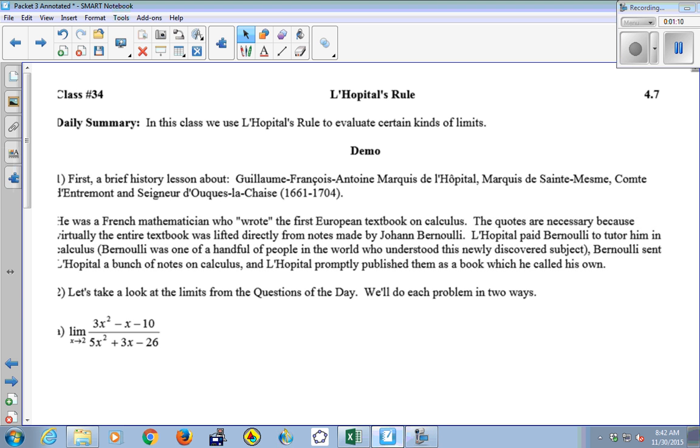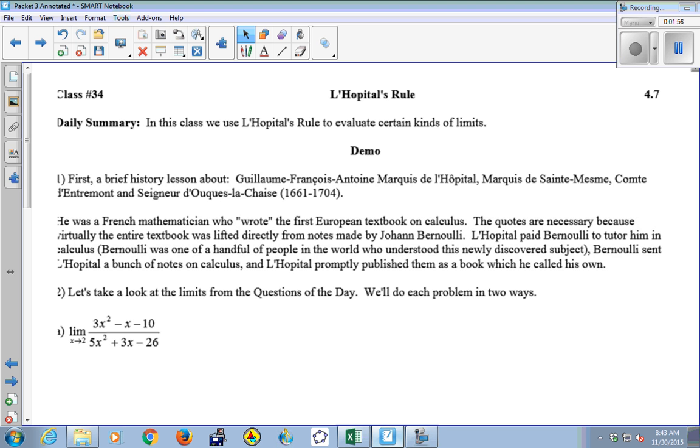Okay, so today we're going to use L'Hopital's rule to evaluate certain kinds of limits. Brief history lesson about L'Hopital. This is all one long name. He was a French mathematician who wrote the first European textbook on calculus. But the quotes around "wrote" are necessary because virtually the entire textbook was plagiarized from notes made by another mathematician, Bernoulli. L'Hopital had paid Bernoulli to tutor him in calculus because Bernoulli was only one of a handful of people who could understand the new subject, and Bernoulli sent L'Hopital a bunch of notes, and L'Hopital then published them.